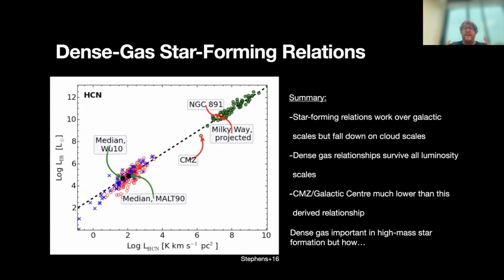And one thing that is very interesting about this scale is that there's a lot of dense gas in the galactic center, but again, it falls below this line. So again, what you would expect if the low star formation efficiency, it does fall below this line. So by looking at all this, it's kind of telling us that dense gas is important in understanding how the star formation process works, but we don't know how.